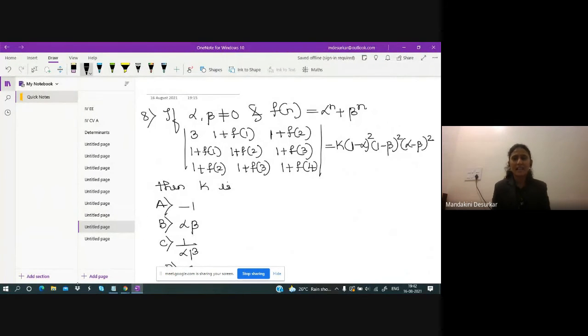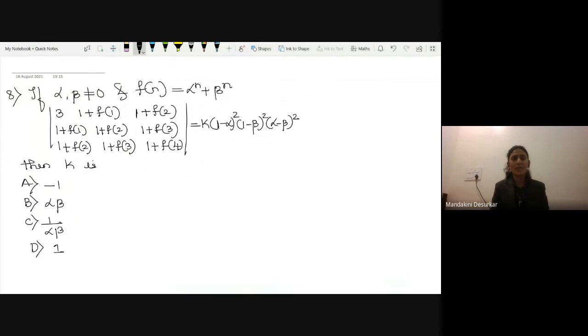Every time we are selecting the values to be 0 and 1. What happens when we are not able to take 0 as well as 1? What should be the next option that we have? Let's move to this example. If alpha beta is not equal to 0 and f of n is equal to alpha raised to n, beta raised to n. Now see how complicated this is. The only thing is, if you can find the value of alpha and beta, the problem is solved. Now, how do I say that? What should be the value of alpha and beta?